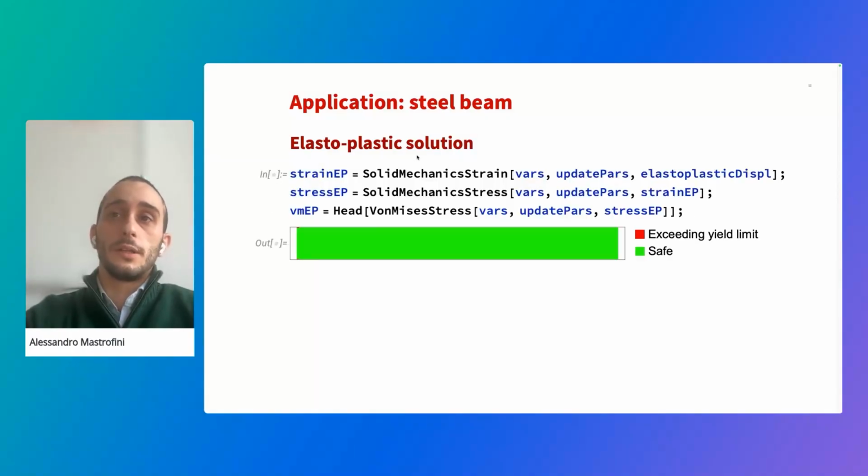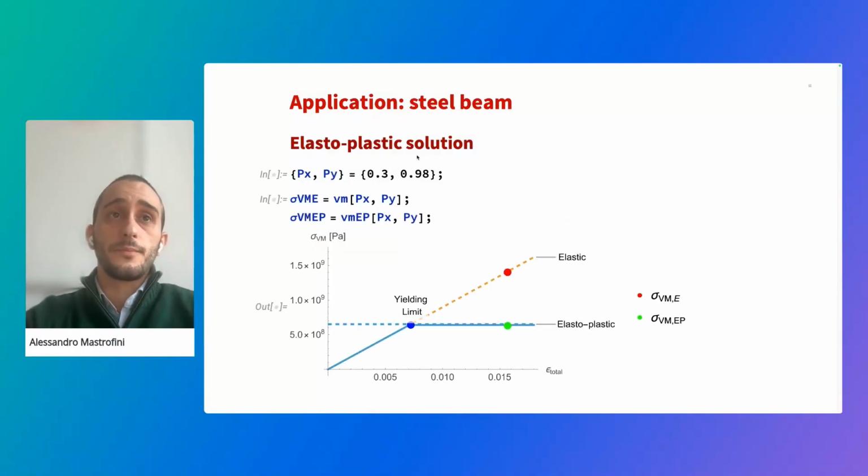So now again, all the material is safe. And if you evaluate them at the same point, the stress after accounting also for the plastic strain, so the elastoplastic solution, we are going to see that the red point here is at the same total strain as the red point here, but the stress level is exactly on the perfect plasticity horizontal line.